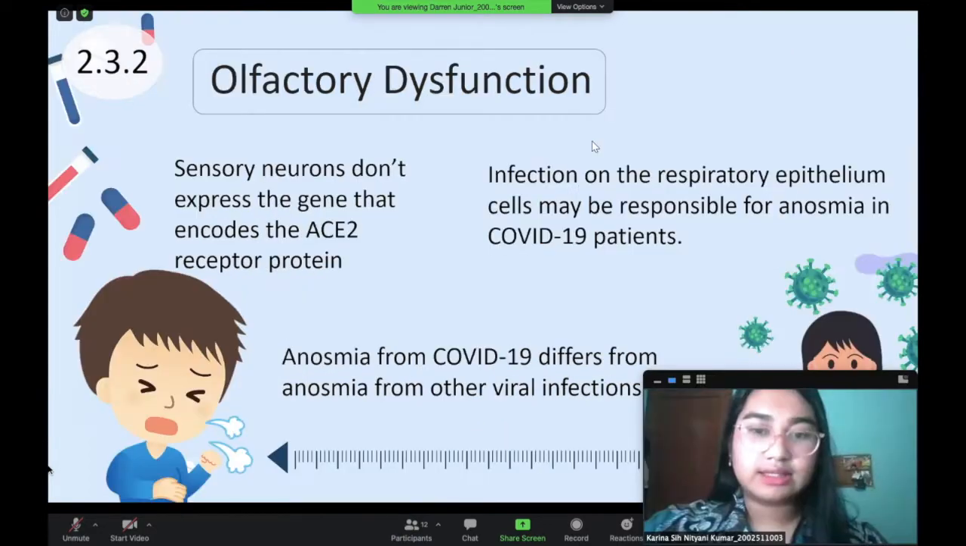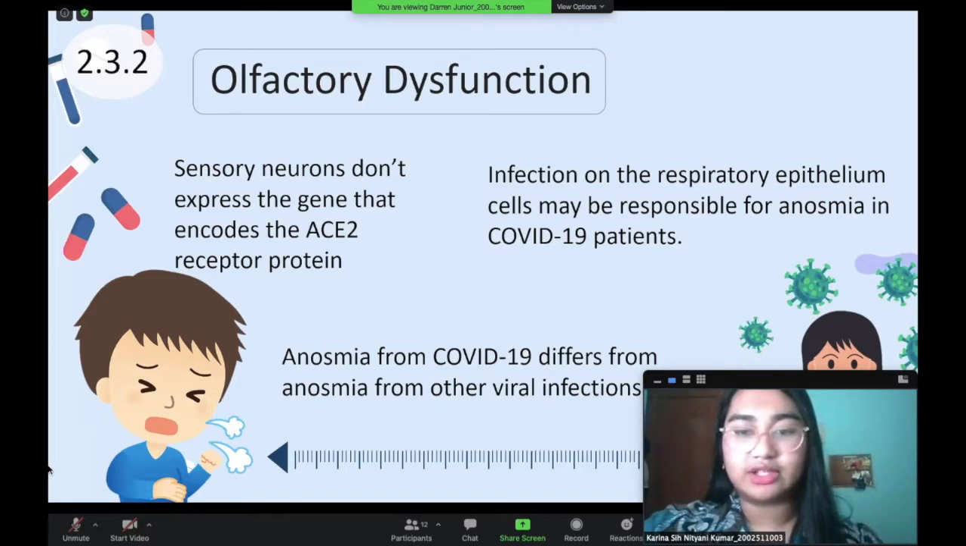Next. Second, olfactory dysfunction. The occurrence of smell dysfunction in viral infection is not new. Although SARS-CoV-2 has the ability to enter epithelial cells by directly binding to the angiotensin-converting enzyme 2, or ACE2, protein on the cell surface, olfactory receptor cells do not express ACE2 as well as another gene involved in SARS-CoV-2 entry. Thus, the respiratory epithelium is the primary site of SARS-CoV-2 attachment and infection, as with many other respiratory viruses.